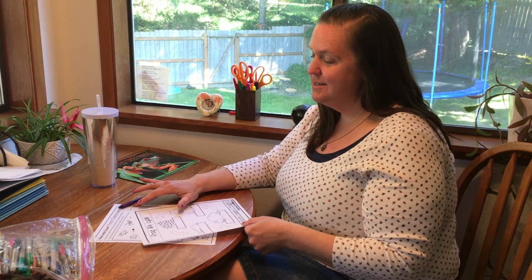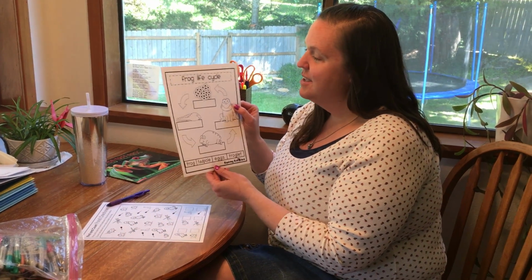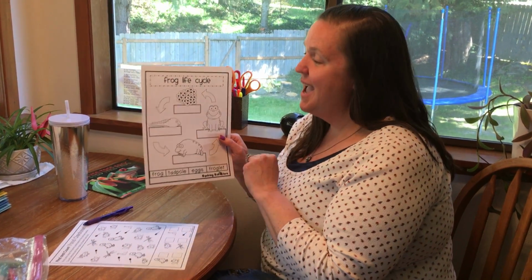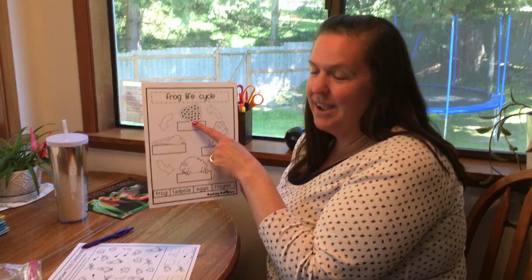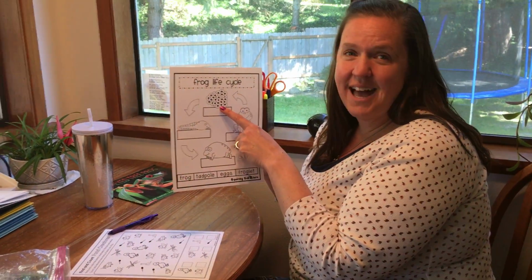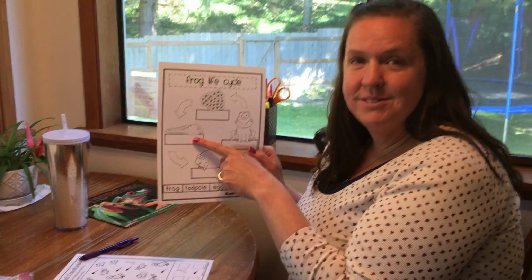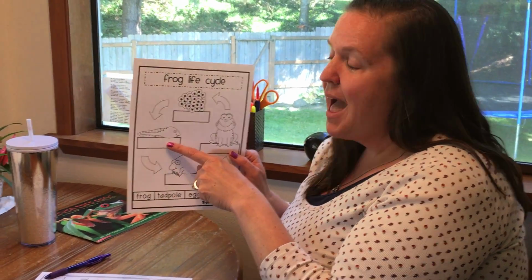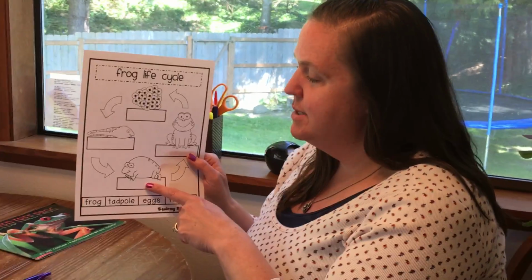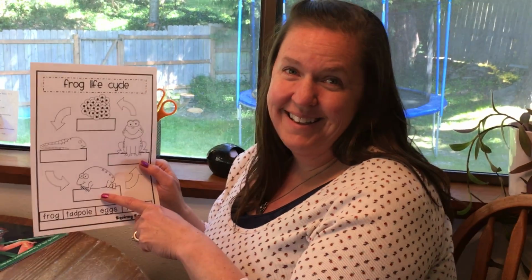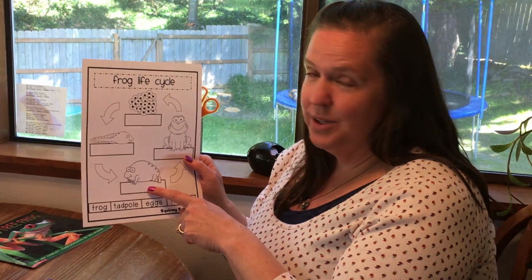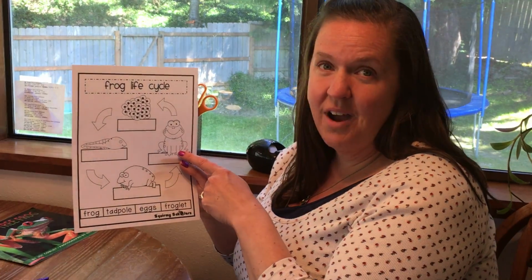Pre-K. This week we are learning about pond life and the frog life cycle. So frogs lay eggs. So here are the frog eggs. Then once the eggs hatch and grow, it starts to form a tadpole. After the tadpole, this is called a froglet. And then after the froglet is fully formed and grown, it's a frog.